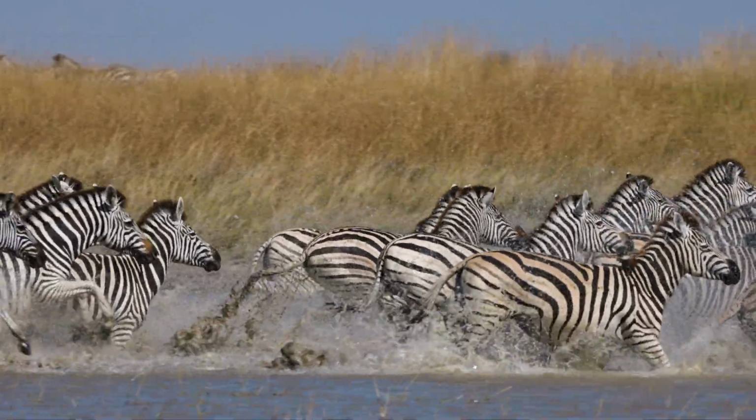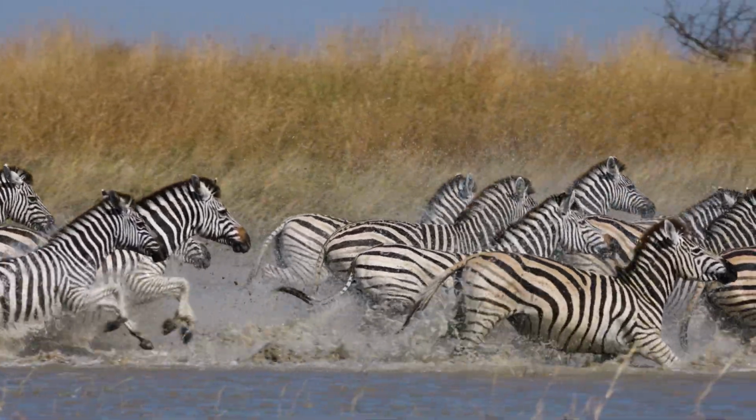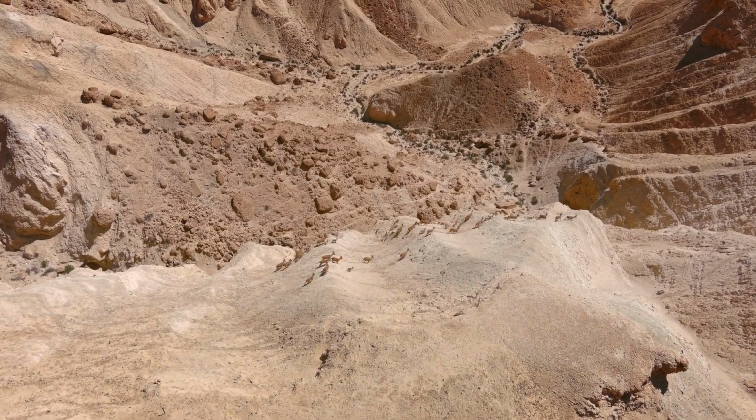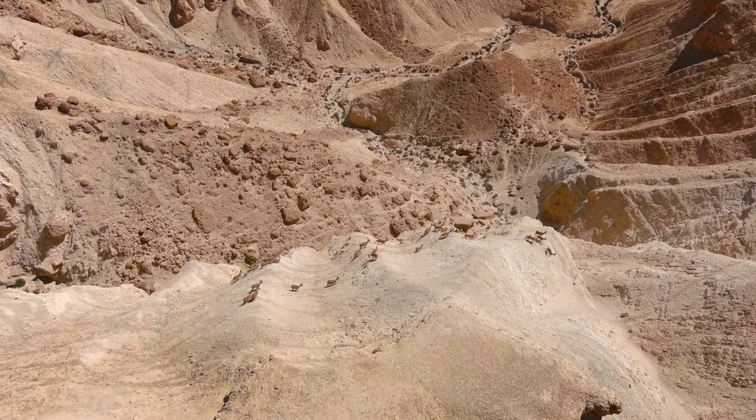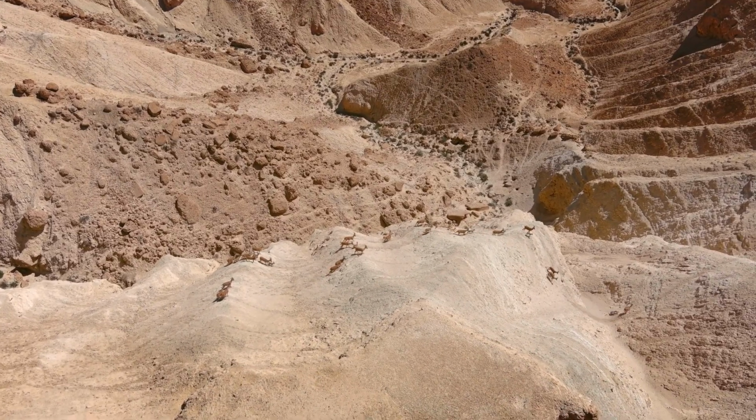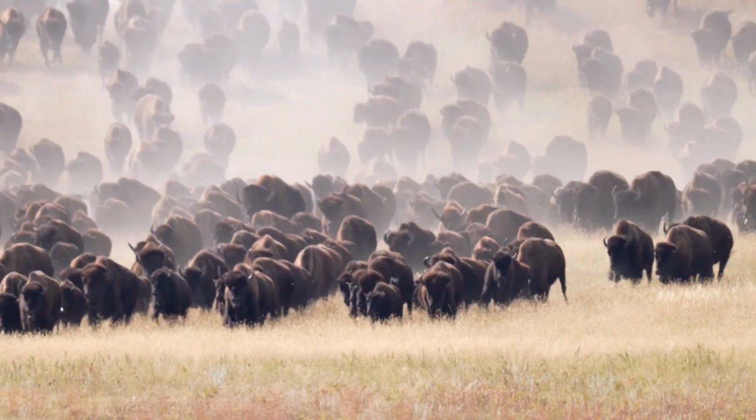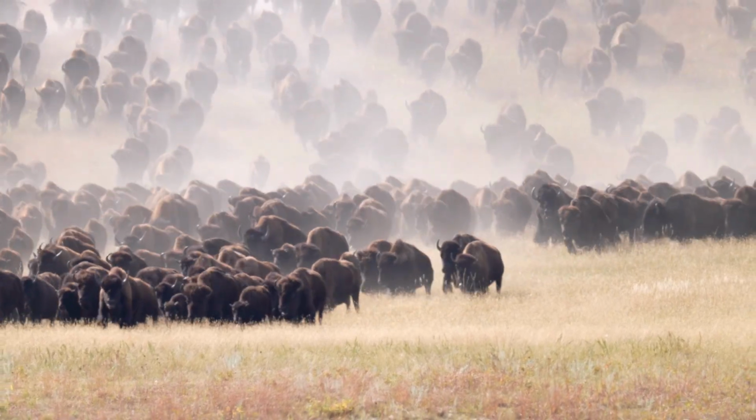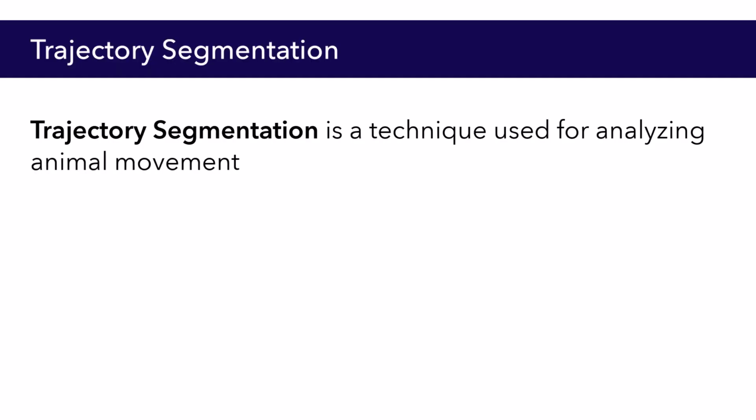Movement data are complex. They capture different behaviors that are exhibited by the moving individual that was tracked. In order to identify different behaviors that are captured in the trajectories, we can use trajectory segmentation. Trajectory segmentation is a useful technique in analyzing animal movement data.